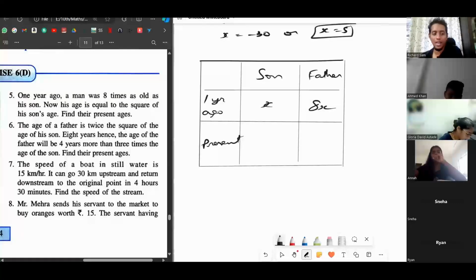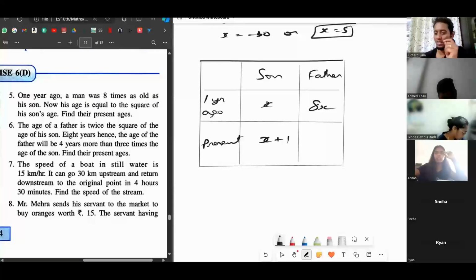Then now his age, don't go ahead. Just now. Now means present. So at the present, what are their ages? If their ages were X and 8X 1 year ago, now what are their ages? This is after how many years? Yes, this is after 1 year. From 1 year ago to present, a difference of 1 year. So the son grew older by 1 year. So what is the son's age?